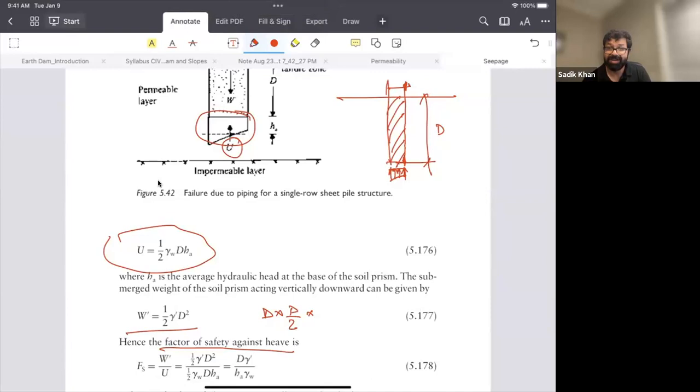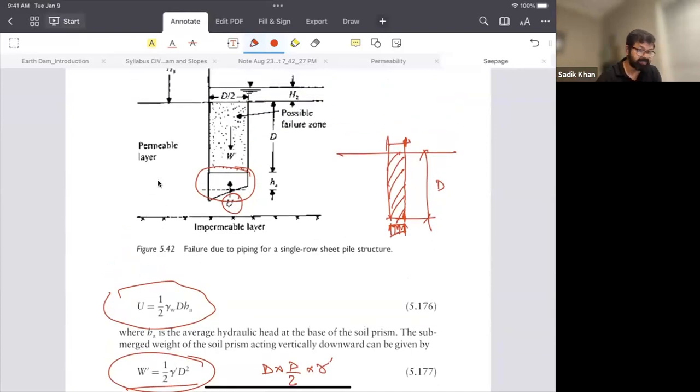But why are we considering gamma prime? We are considering gamma prime because the water is pushing it upward always. So that balances out the weight of the soil. Okay. So this multiplied by gamma prime, you get the W, right? So the weight, and then what is our U? So in this case, U is the pressure, you know. So how can we get the pressure?